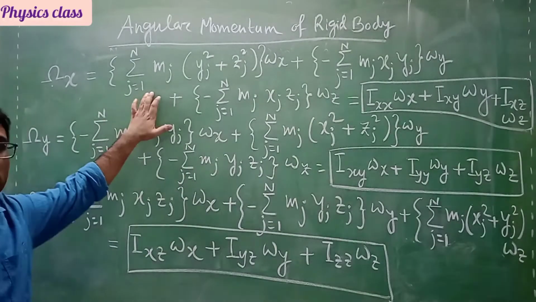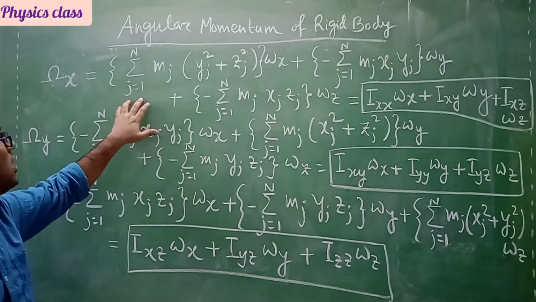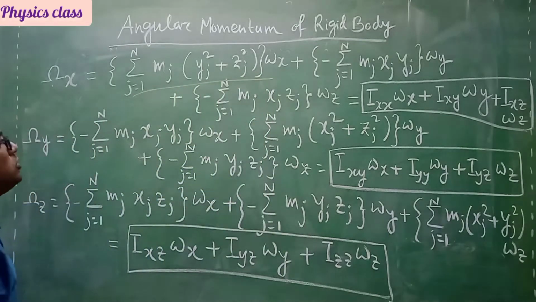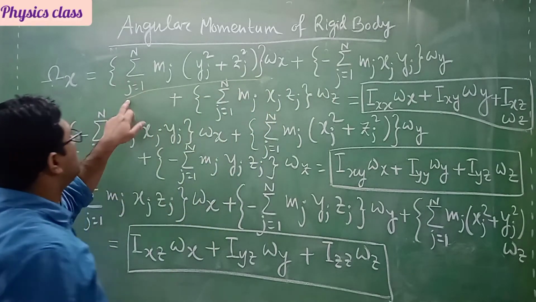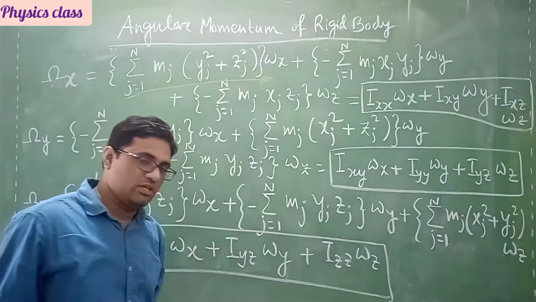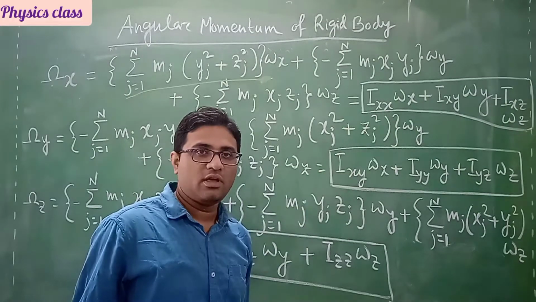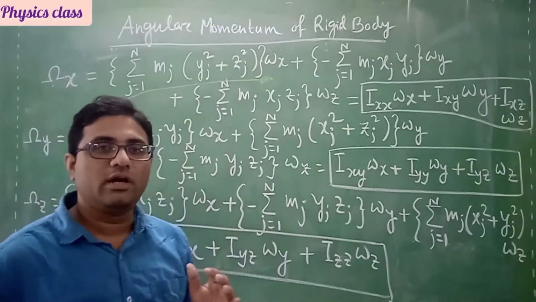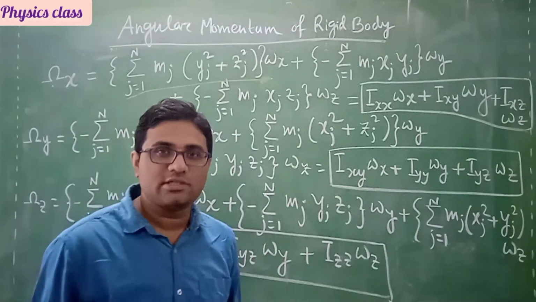So this form we have actually already calculated, right? So this part, the first part that we are considering, from here to here, is the summation over j from 1 to n of mj (yj square plus zj square). What is this? This is Ixx, right? Now what is this Ixx? If you remember in your 11th class, you have read about moment of inertia about an axis.